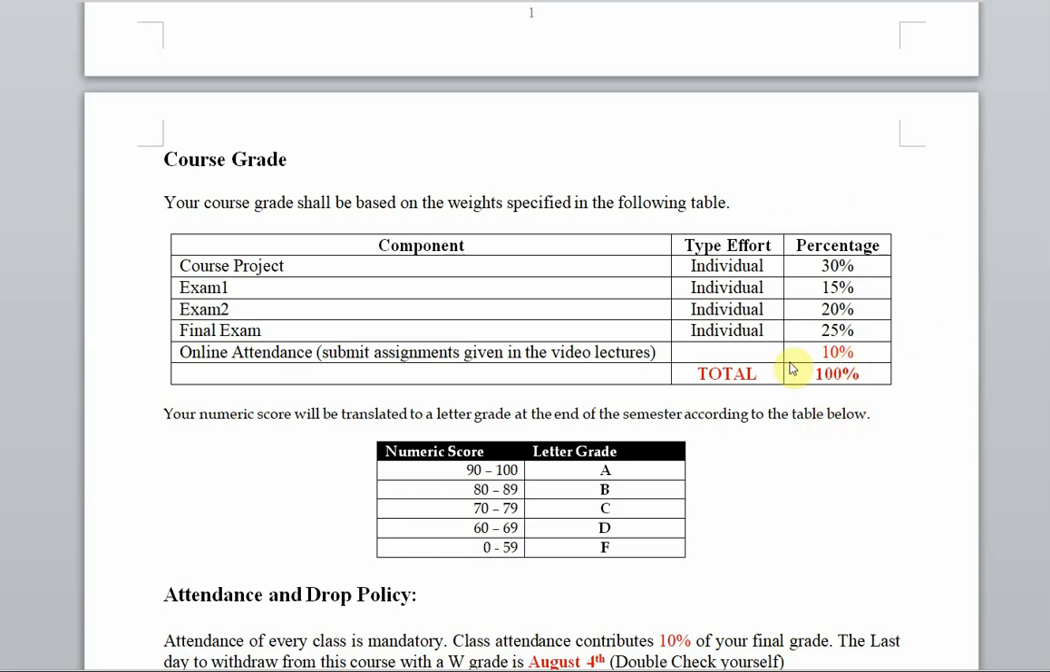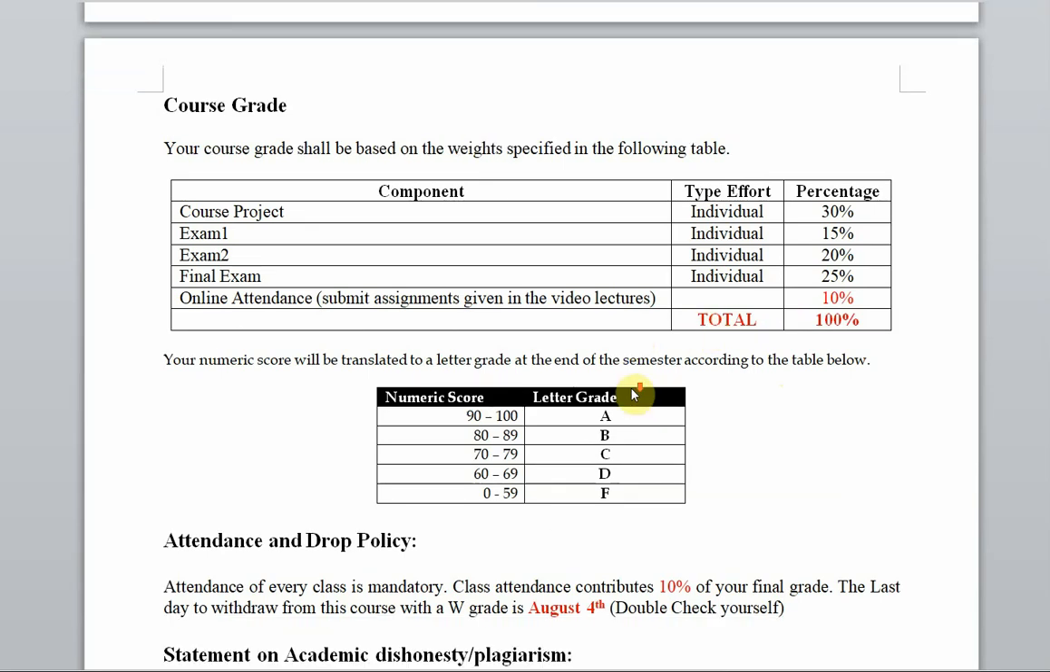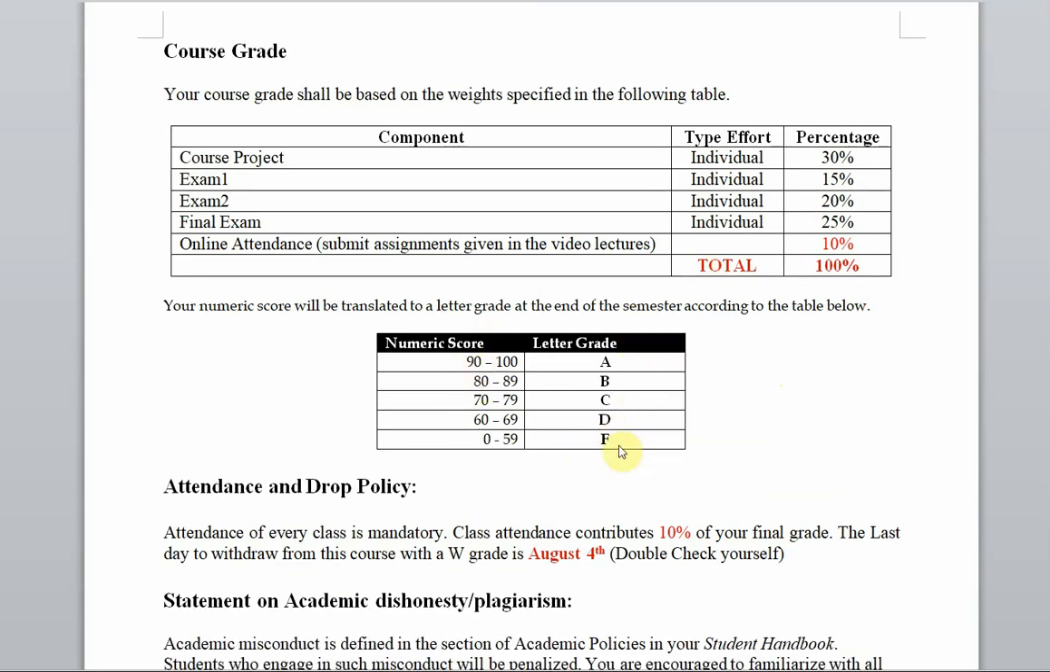I will calculate your final grades in this semester, in this class. The regular things about the ABCDF follows the same structure. You know that the class attendance contributes 10% to your final grade, and those are very important, and therefore please watch the video and then answer the questions on time.